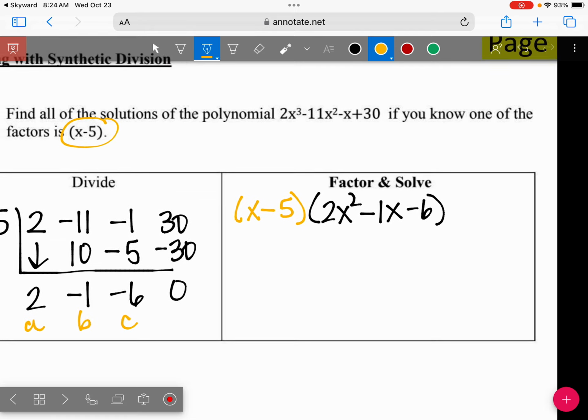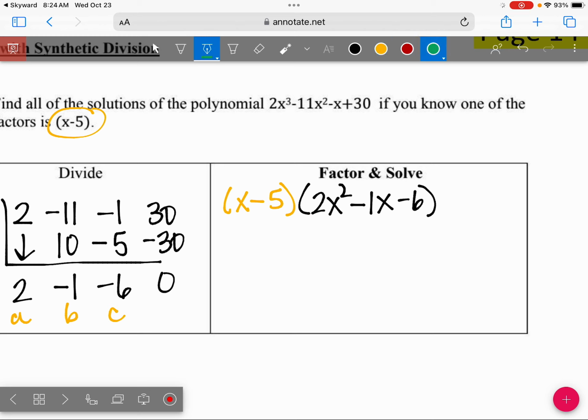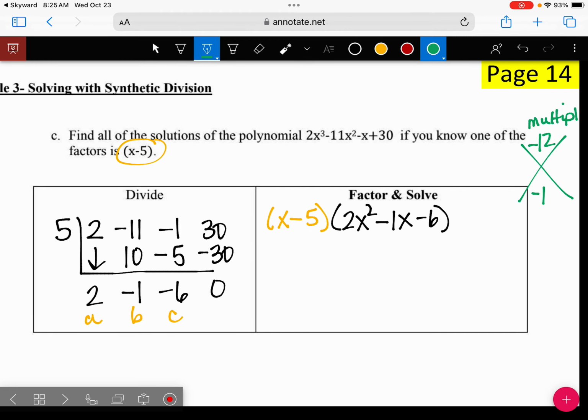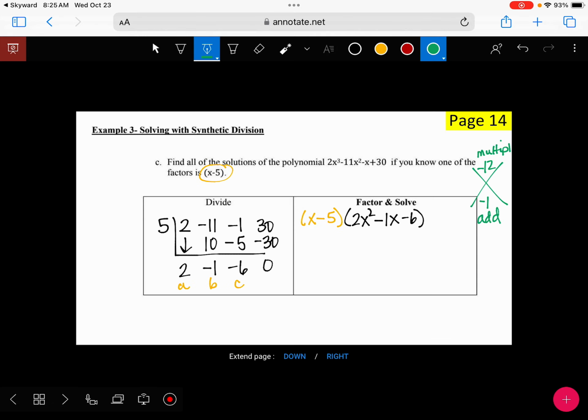So we got to factor that down. So I'm going to make my x. At the top of the x, multiply A times C. So that would be 2 times -6, which would be -12. And at the bottom, -1. Don't say it out loud. But we need 2 numbers that multiply to -12 and add to -1.